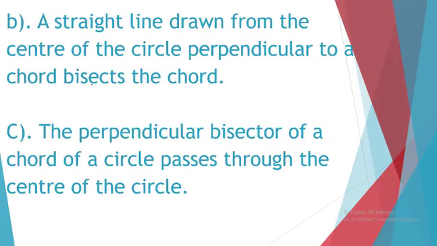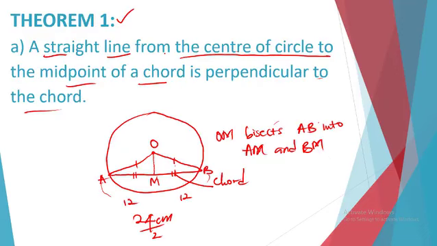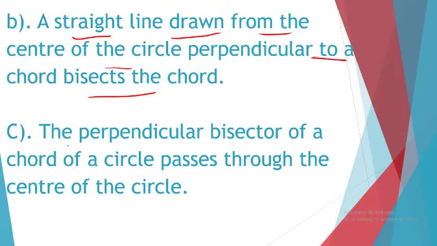Okay, let's look at the B part of it. It said a straight line drawn from the center of the circle perpendicular to a chord bisects the chord. It is just what we just said here. It bisects it into what? AM and what? BM. Okay, these are the 2 points we then obtain when it bisects that. And then the C part of it says the perpendicular bisector of a chord of a circle passes through the center of the circle. Passes through the center of the circle.